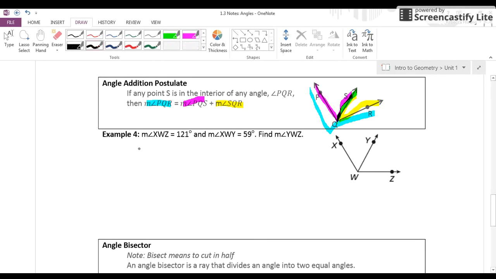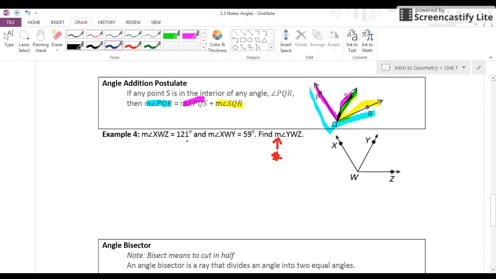We're going to skip to that one. The measure of angle XWZ is 121 degrees, and the measure of angle XYW is 59 degrees. Let's find the measure of angle YWZ. And remember, when you see that little m, this means we're talking about numbers, right? So I want the actual degree, the numerical value. Let me go ahead and now label my problem. So I like to go ahead and sometimes mark up my diagrams. They help me see things.